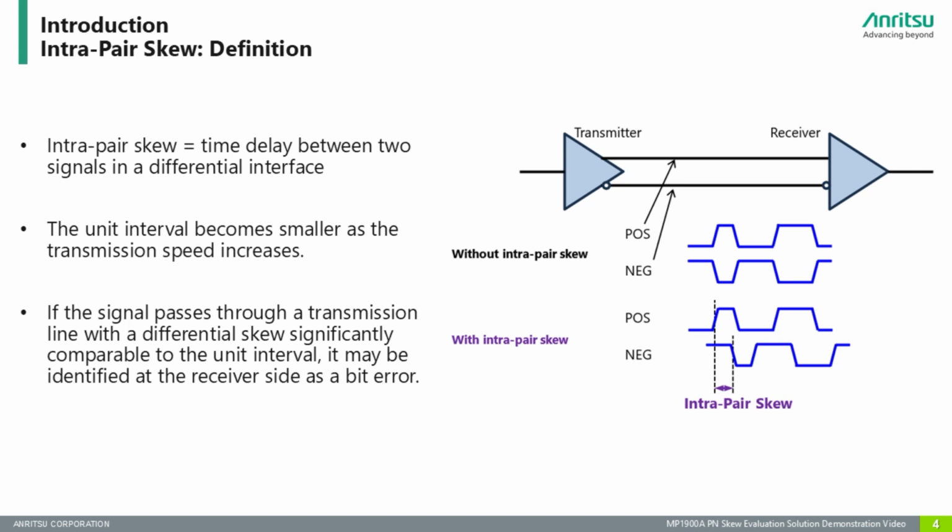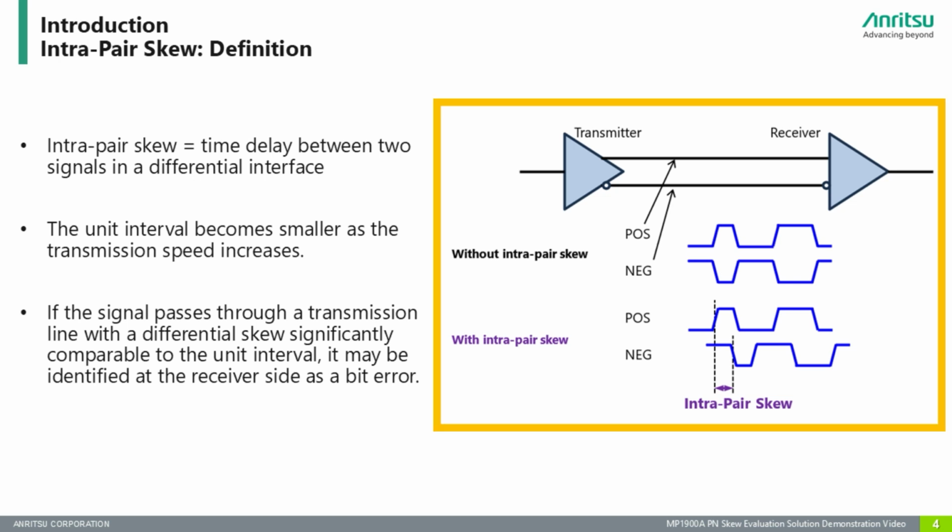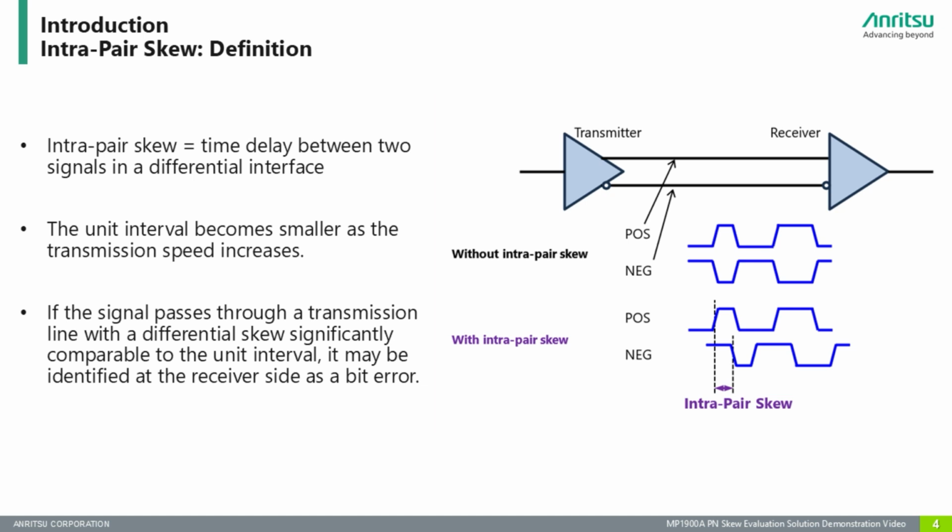Next, let's talk about intra-pair skew basics. Intra-pair skew is defined as the time delay between two signals in a differential interface. This is illustrated in the figure. If the intra-pair skew is significantly comparable to the unit interval, it may be identified at the receiver side as a bit error. Since the unit interval becomes smaller as the transmission speed increases, the effects of intra-pair skew will be more pronounced at higher data rates.